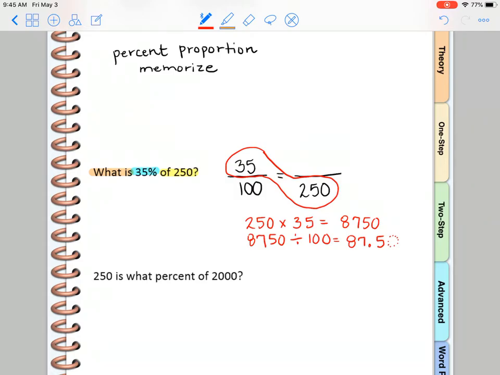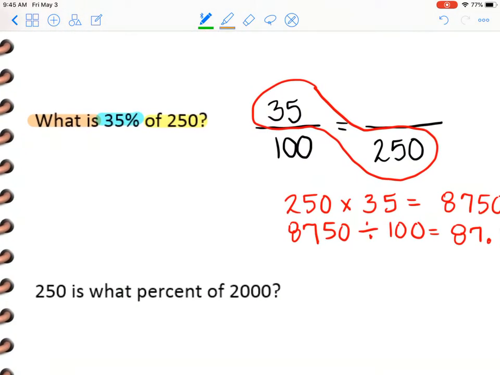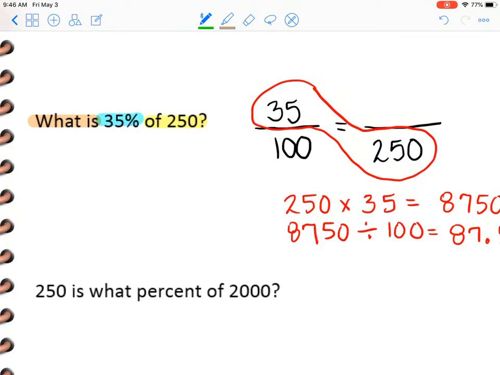So let me give you a little story to go with this problem. Let's suppose that I go over to Lowe's or Home Depot or Walmart. I want to buy a microwave. So I'm in there, I'm looking at microwaves, and I find one that I really like. And the price tag on that microwave is $250. So that's the whole price. That's the original price. That's the value of this microwave.